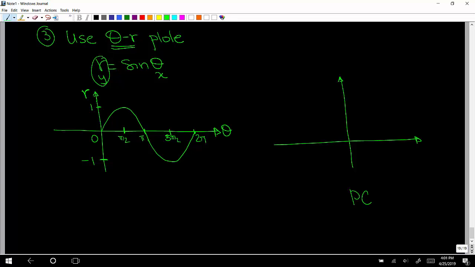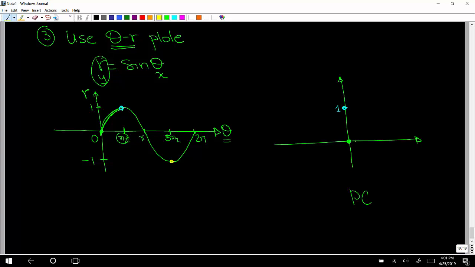Just take a look at what's happening here. You're starting at 0, at the origin, so you're starting at the pole here. And as the angle increases, your r values are getting bigger also, and they're peaking at pi over 2 and 1. There are some key points here. I know it's pi over 2 and 1. Then the other key point here is 3 pi over 2 and minus 1.